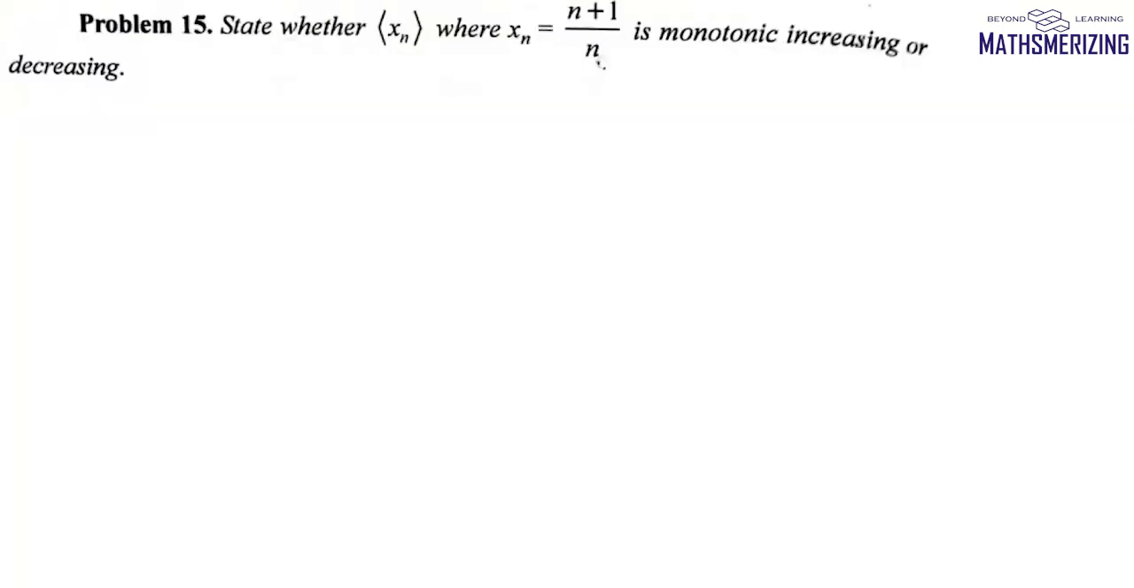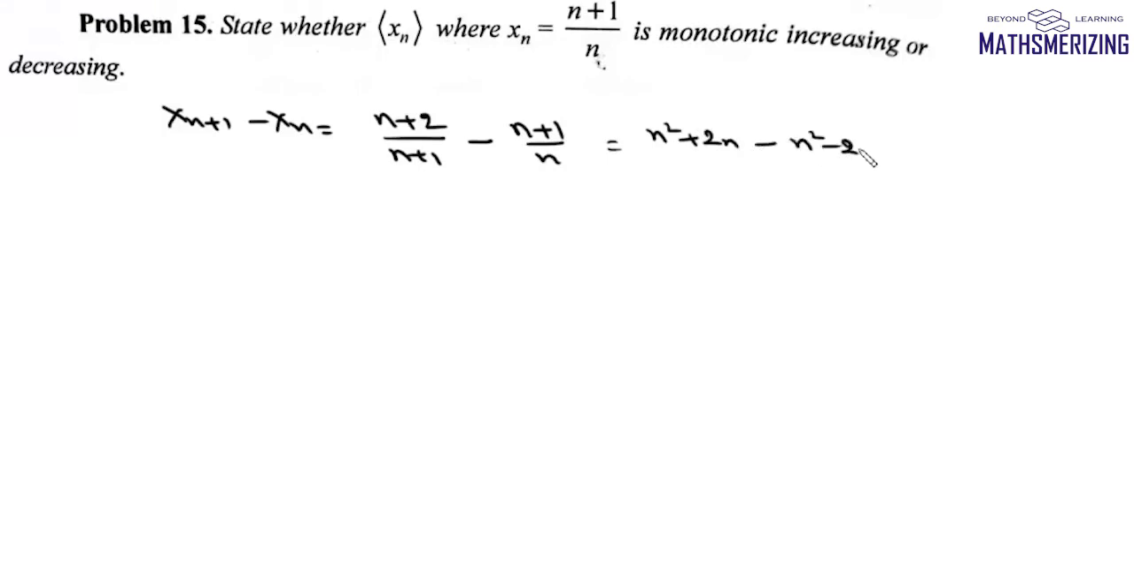Now here the question is, state whether xn, which is given by n plus 1 upon n, is monotonic increasing or decreasing. Now we can write xn plus 1 minus xn is n plus 2 upon n plus 1 minus n plus 1 upon n. This will be n square plus 2n minus n square minus 2n minus 1 upon n into n plus 1.